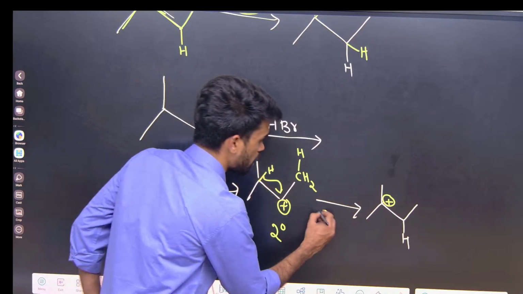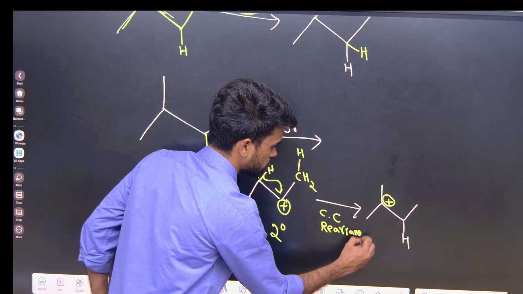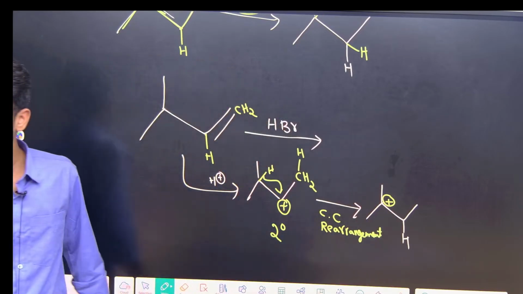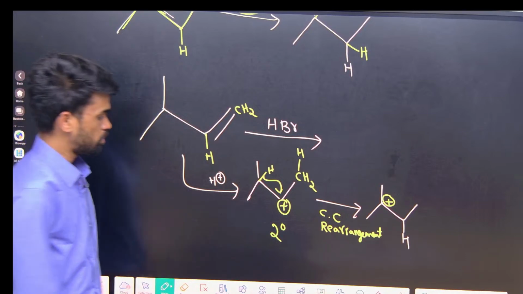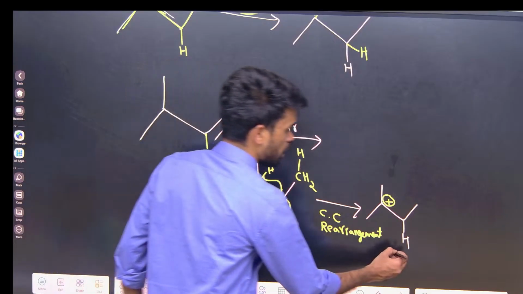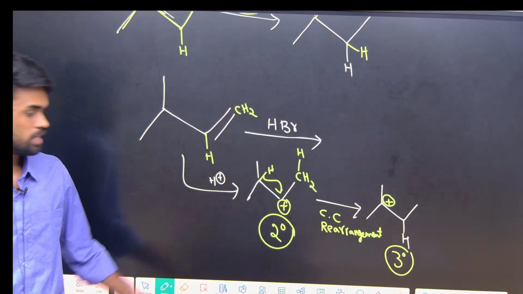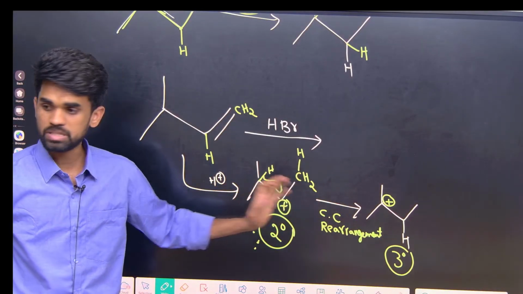So I can say carbocation rearrangement. This is not tautomerism. Tautomerism is different. This is carbocation rearrangement. So why is this carbocation rearrangement taking place? Because a secondary carbocation converts into a tertiary one, a less stable carbocation converting into a more stable one. That's why this process is taking place.